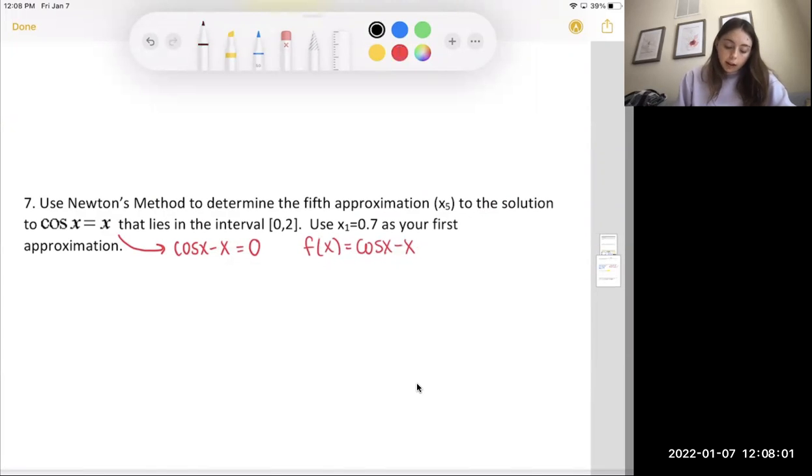And so I've got my initial approximation. That's just x sub 1 equals 0.7.